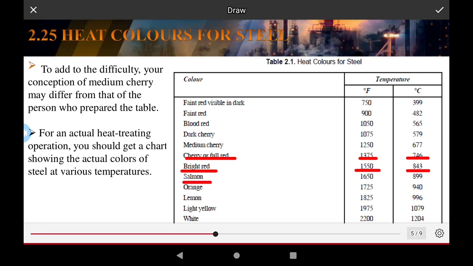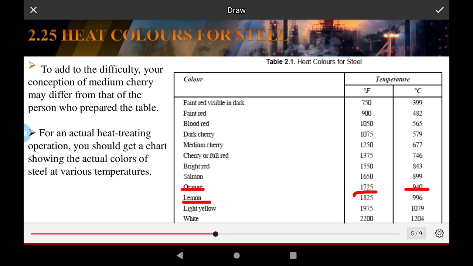Salmon is 1650 degrees Fahrenheit, or 899 degrees Celsius. Orange color for steel is at a temperature of 1725 degrees Fahrenheit, or 940 degrees Celsius.